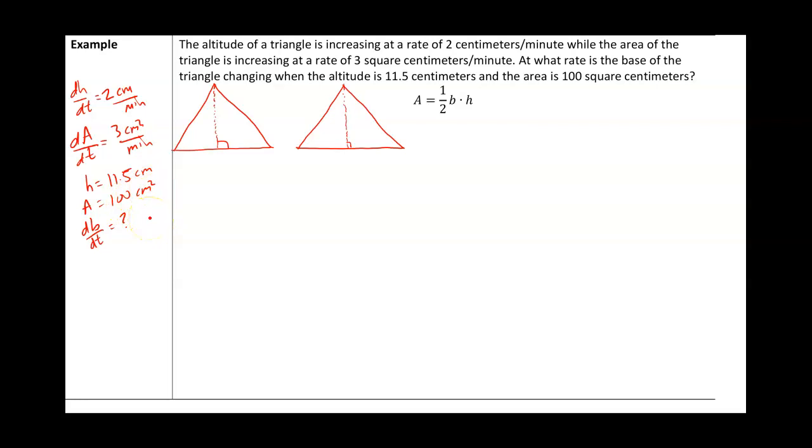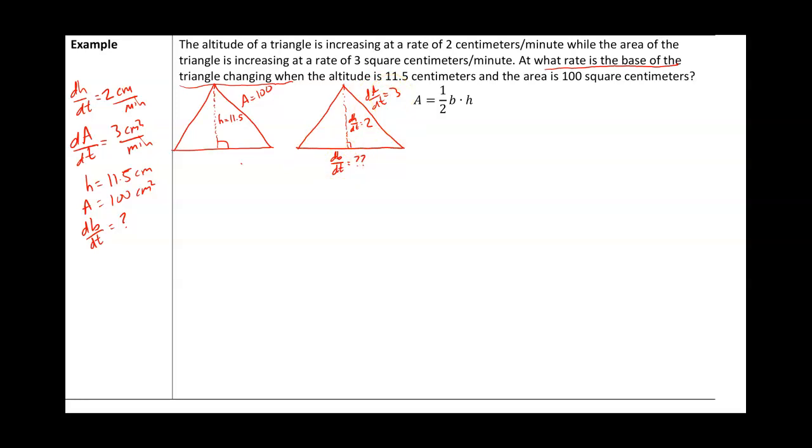What am I looking for? I'm looking for dB/dt: at what rate is the base of the triangle changing? What I recommend is that you write down all this information before you start the problem, that way it's all there. Once we have a formula, if you want the illustrations, you can draw them. The height is 11.5, this is the altitude. The area is 100. dh/dt, the rate of change of the altitude, is 2, and dA/dt, the rate of change of area, is 3. We're looking for the rate of change of the base.